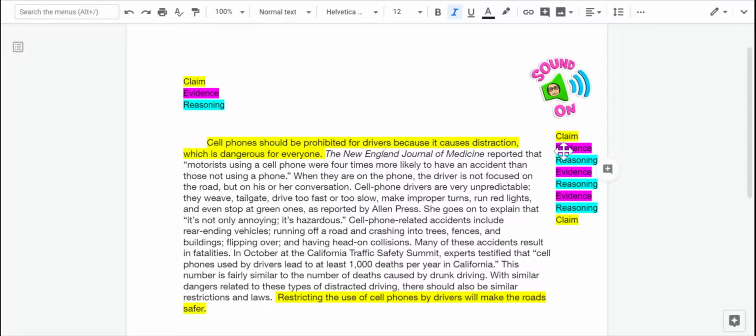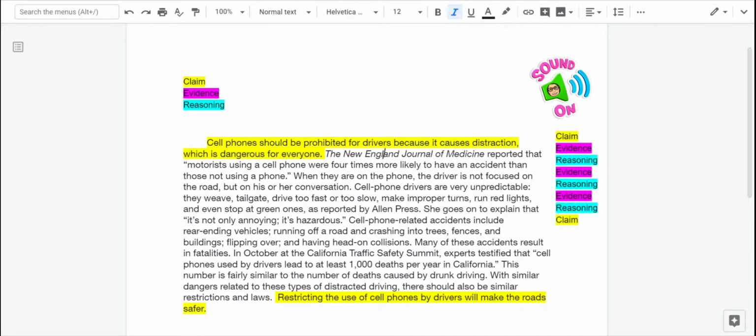Okay, so when we're talking about the difference between evidence and reasoning, evidence is the part that is fact. Somebody else said it. We found it somewhere else. It's not just us saying it, right? So we're looking for quotes, statistics, something that somebody else has said. And the reasoning is when we take that idea, that fact, that proof, we turn it into language that our readers will understand. We tie it back to our claim.